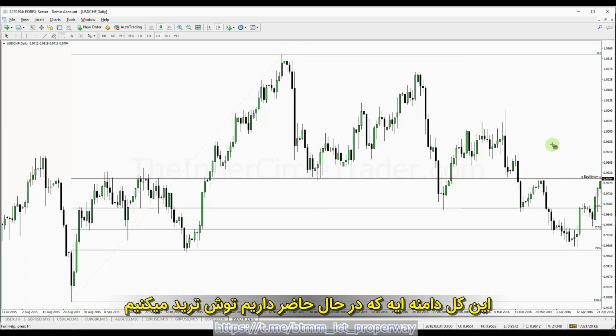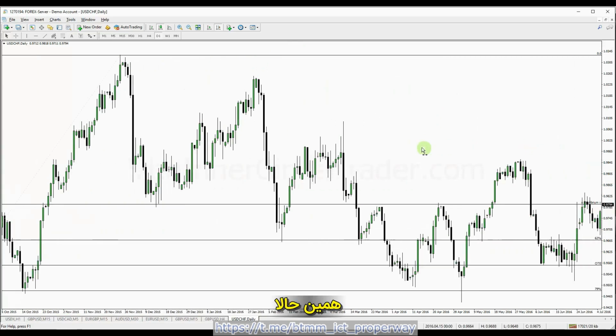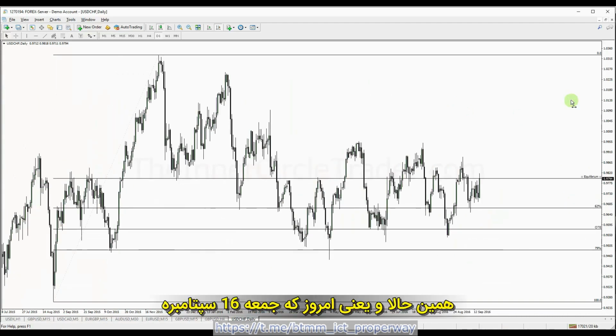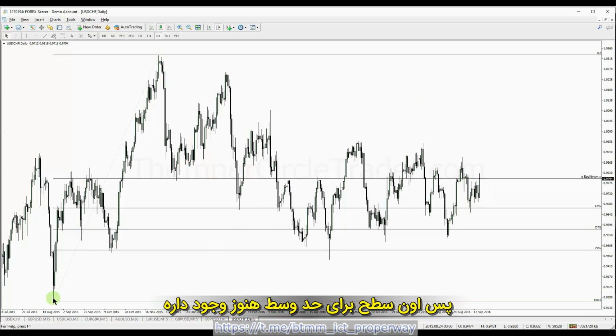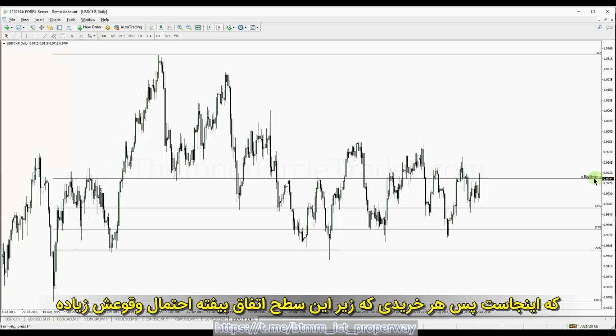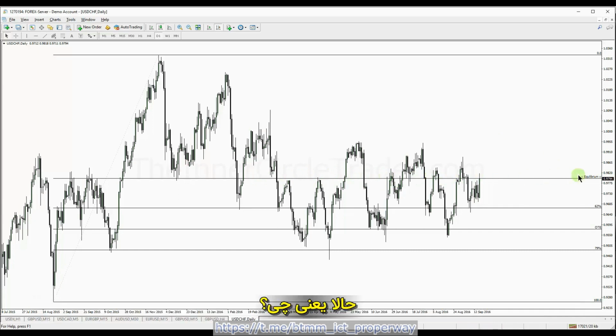Right now, current as of today, Friday's close of September 16th, we are in the range that's been defined by the high and the low here. So that level of equilibrium still exists, which is here. So any buy condition that occurs below this level here is high probability. Well, what does that mean?